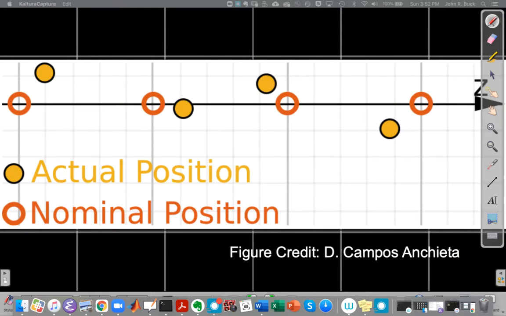Okay, so let's switch over to the whiteboard. And we're going to begin with this nice figure that David Campos Anchieta, who took this class 2 years ago, made for a recent talk he gave at the Acoustical Society conference, illustrating the issue we're concerned about. So in this thing, we're saying, imagine we have a uniform line array, or we believe we have a uniform line array, where the sensors are equally spaced, shown by these orange circles. But in the process of either assembling or using the array or over time, the sensors have been perturbed away from their nominal position. So this is where we think they are. The yellow circles are where they actually are.